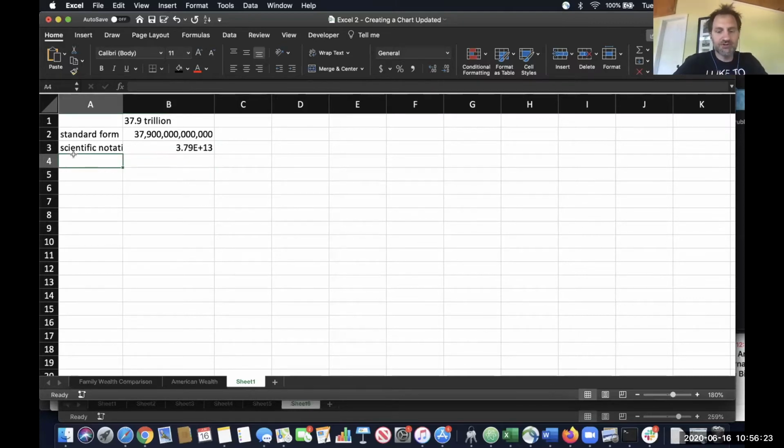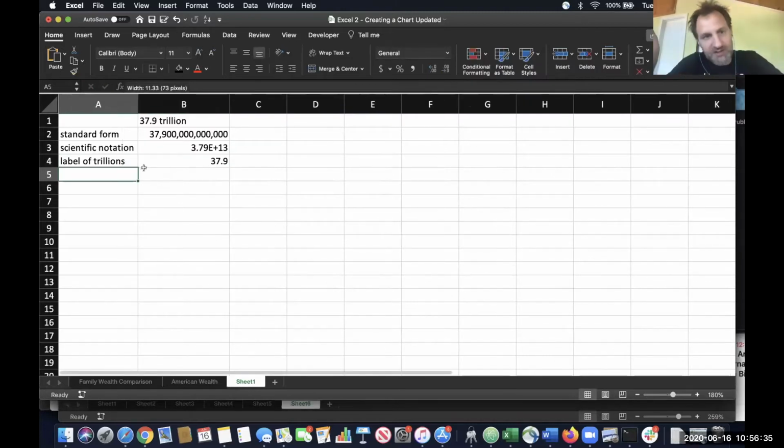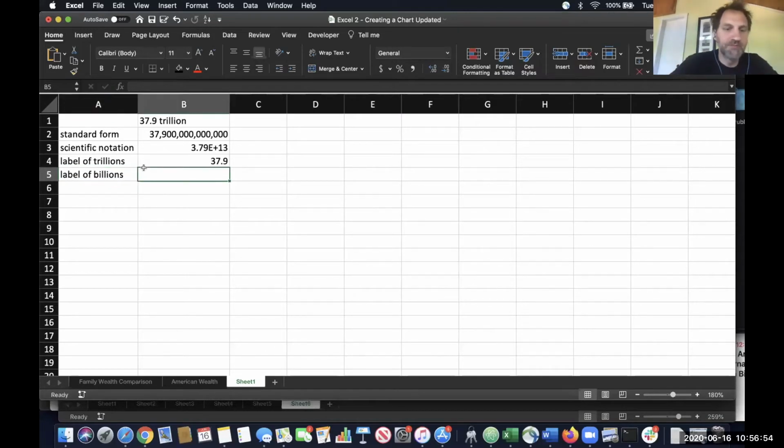And then your other option is to say the label of trillions at the top, and then you can just say 37.9. Now that might seem like the easiest option, but there's a wrinkle at the end, because if you look at the bottom two numbers, they're in billions. And so you'd have to figure out, if I have, I don't remember what it is, 380 billion, how many trillions is that? And then your other option is to do your label in billions, which makes those numbers easier, but then you've got to figure out 37.9 trillion, how many billions is that?